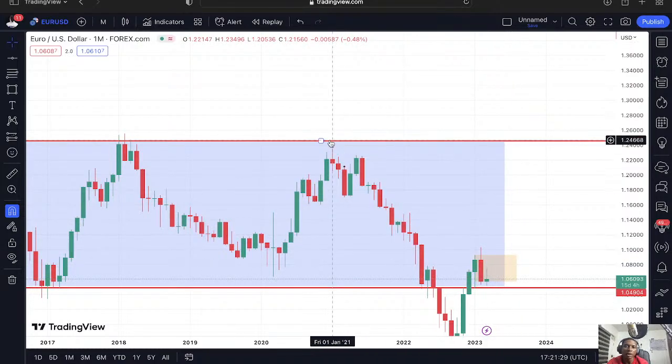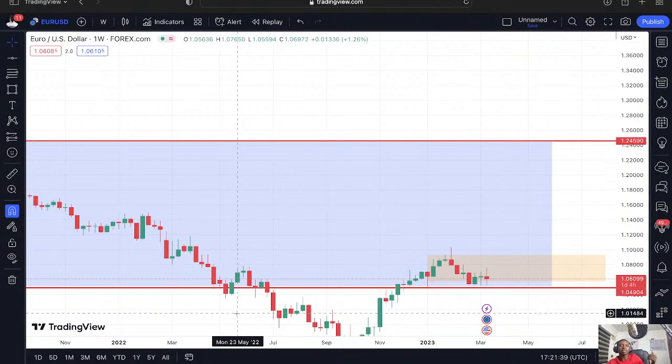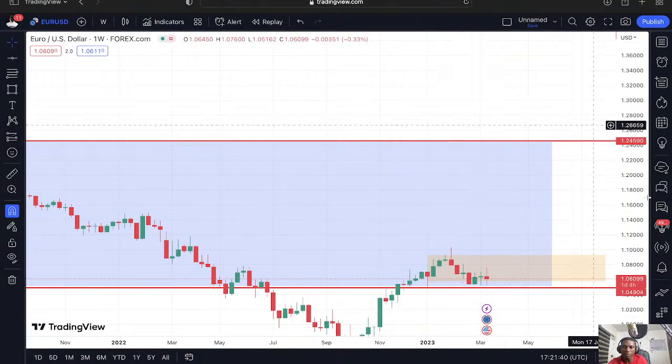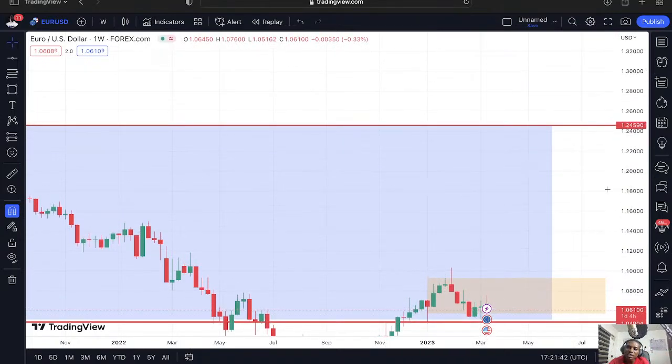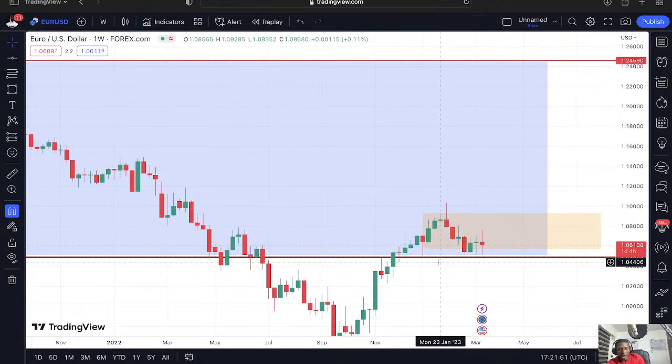All right. Now let me move it to the weekly time frame. You will now see how those candles actually moved on the weekly time frame. When we take a look at the weekly time frame, we can now see clearly how the price actually moved.